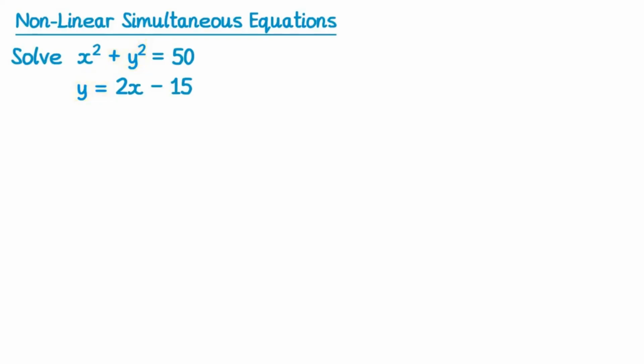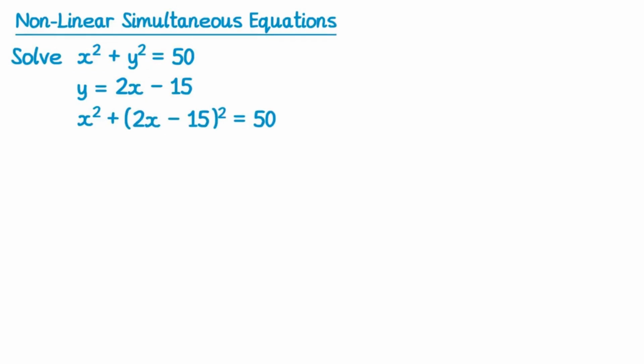So what we're going to do is rewrite this first equation here, but since y is equal to 2x minus 15, whenever we get to a y, we're going to write 2x minus 15 instead. So we're going to substitute y out for 2x minus 15. So let's start writing the first equation. It's x squared plus y squared equals 50. But instead of that y, we're going to write 2x minus 15. So let's lose the y and write 2x minus 15. And of course, since it's y squared, that needs to be squared. So we've now substituted the y out.